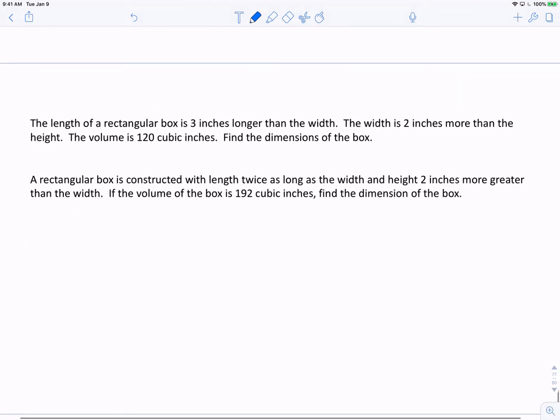Let's take a look at another example. A rectangular box's length is 3 inches longer than its width. The width is 2 inches more than the height. The volume is 120 cubic inches. Find the dimensions of the box. So again, it's a rectangular box, so the volume is going to be the length times the width times the height.